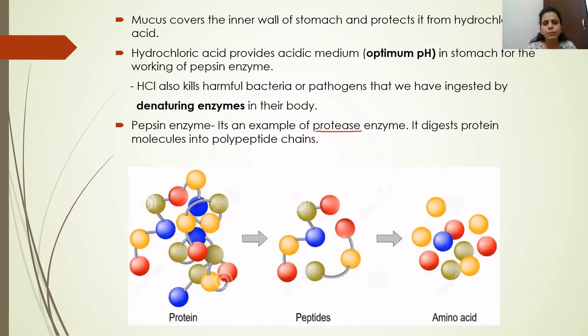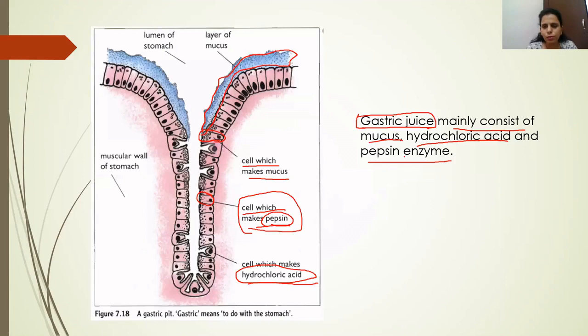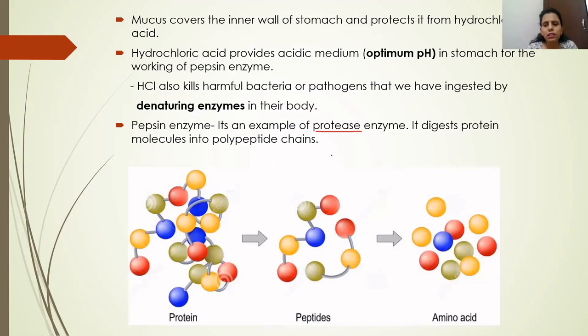Now, as we know, protease, that means pepsin, helps in the digestion of protein. This pepsin enzyme will digest protein into peptides or polypeptide chains. We have already discussed in the previous videos that if there is any protein molecule present in the food, after complete digestion that protein molecule will be converted into amino acids.